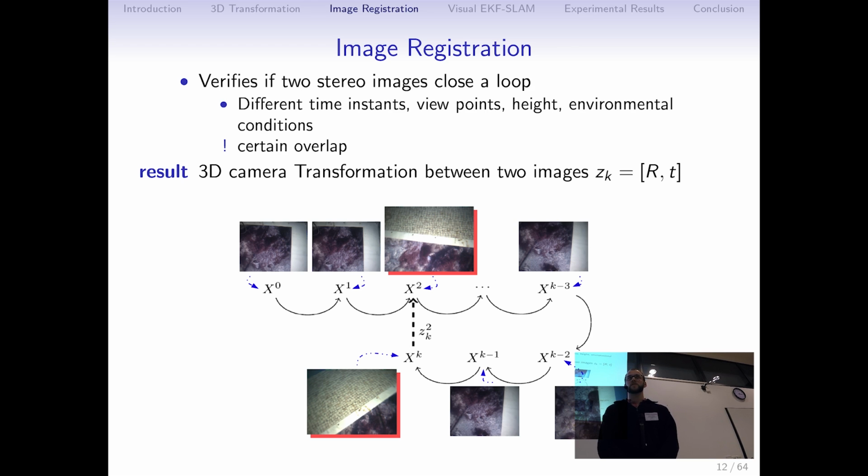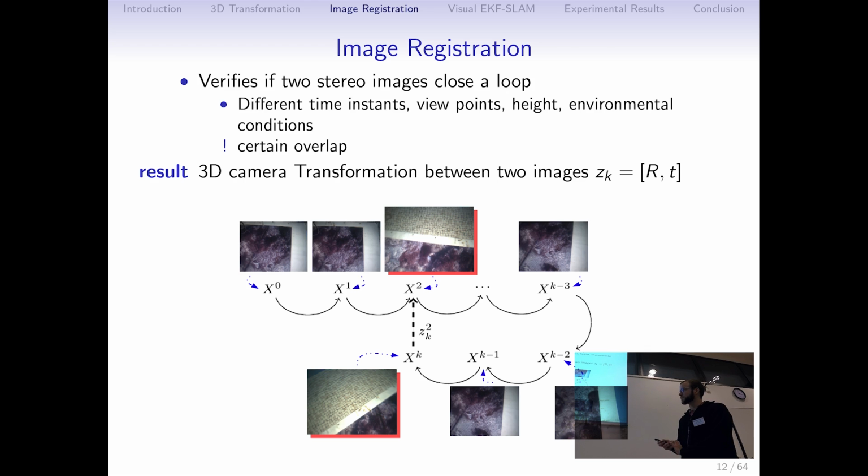The image registration. So now we try to find out how to detect the loop closings, which is really important for the whole approach. The image registration has as a result, if it's successful, a loop closing. So to every state, we are storing the images.